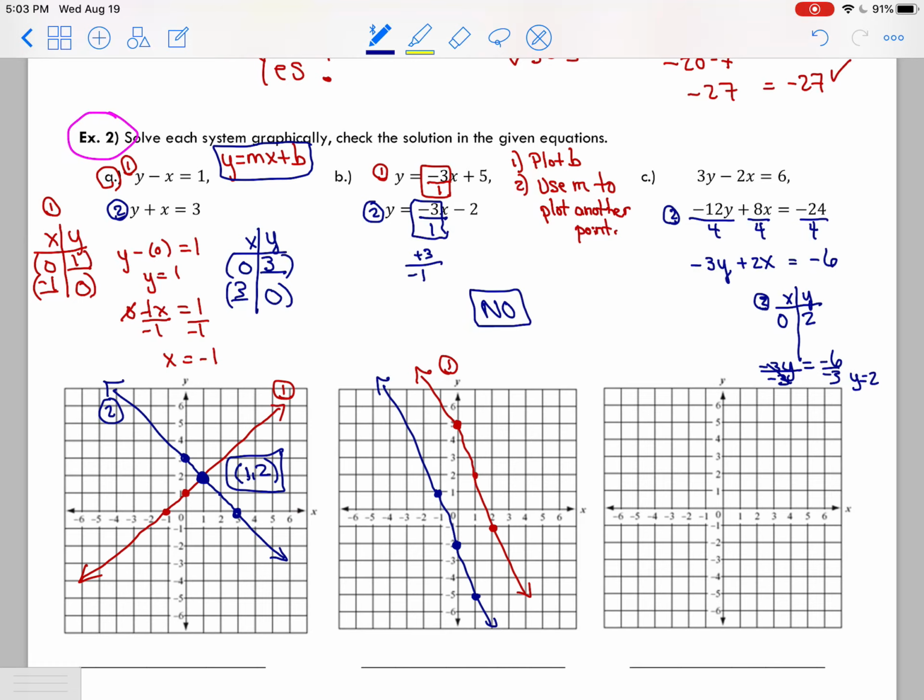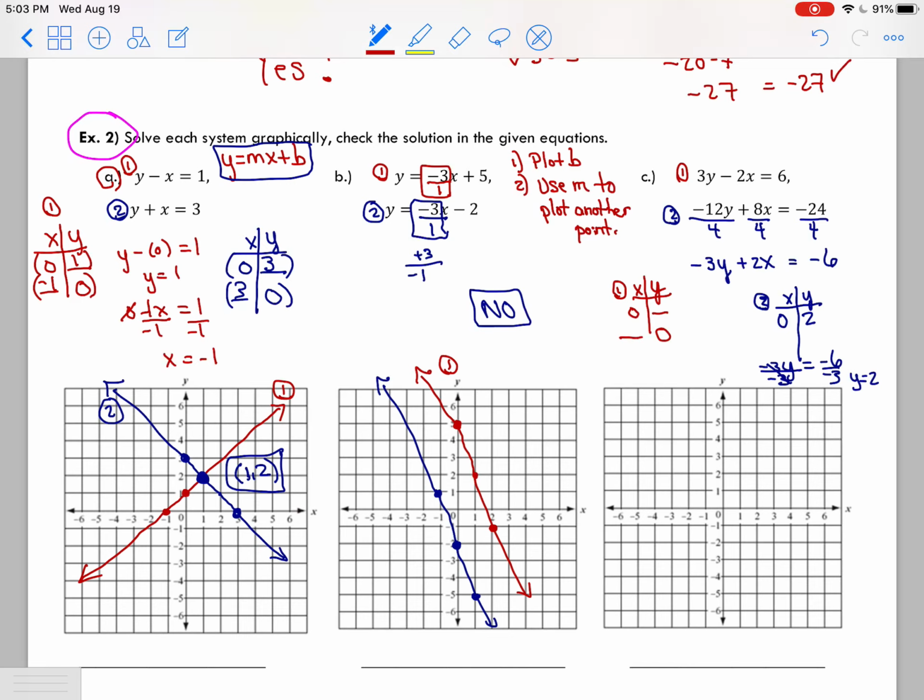And we go here on number 1, to do an x-y intercept table. Oops, I didn't do the other one. I've got to go back. What am I thinking? Sorry, guys. Let's just finish where we are.